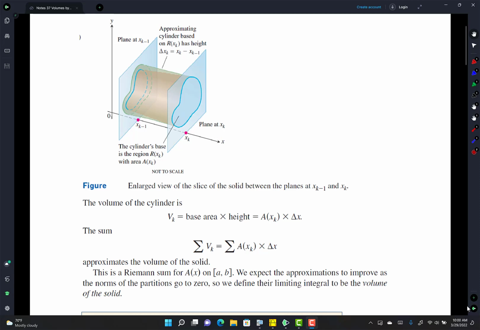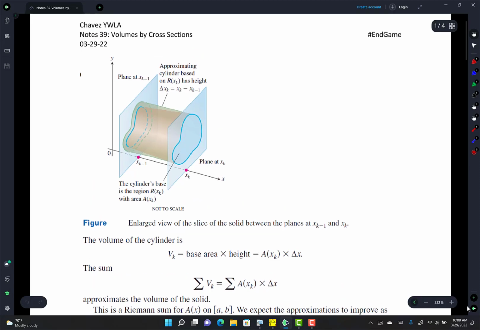We're officially going to start. Volumes by a common cross-section. Here's the idea.